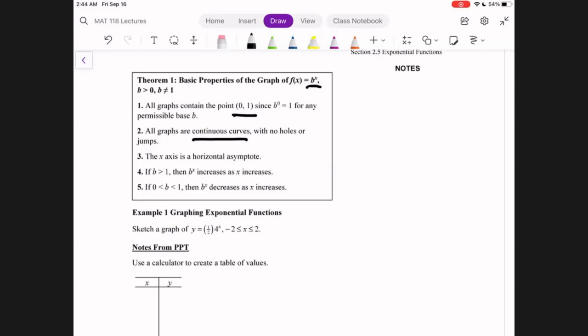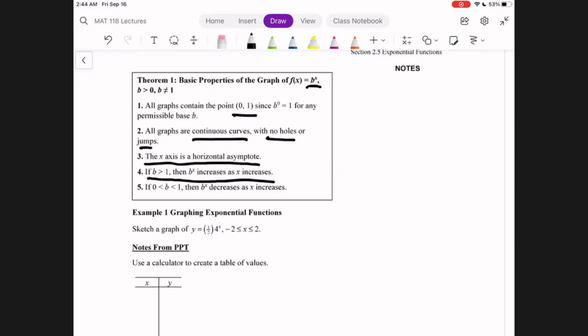All the graphs are continuous, so no holes or jumps. The x-axis is the horizontal, as I said earlier, unless maybe you shift somehow. If you shift up or down, it's going to shift the asymptote also.